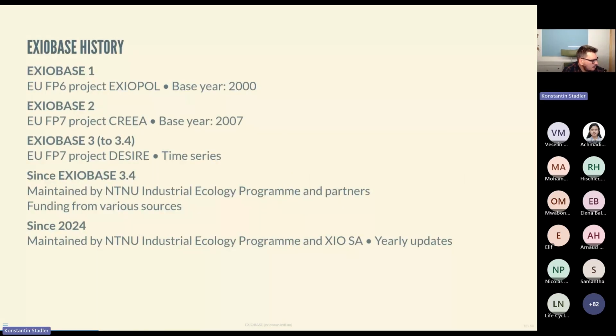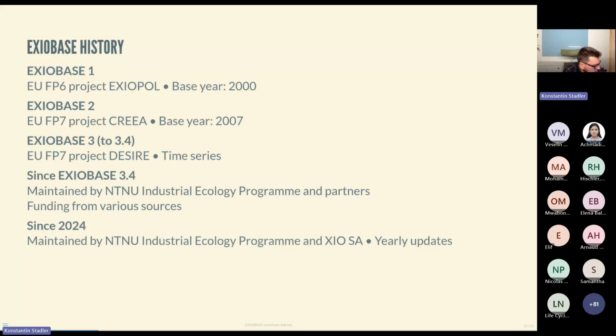Exiobase started in the European FP6 project Exiopol about 15 years ago. This was a one-year input-output table for the year 2000. It was followed by an FP7 project where we did an update to 2007. And since Exiobase 3, we have a time series of MRIO tables. The outcome of this last project, called Desire, was Exiobase 3.4. And since then, we at the Industrial Ecology Program at NTNU have mostly maintained Exiobase.